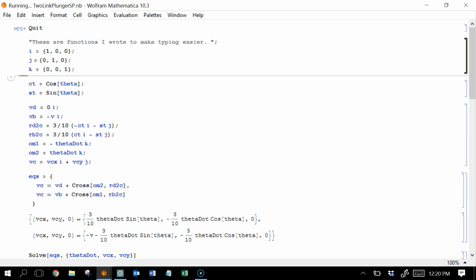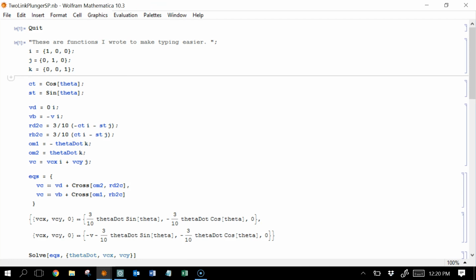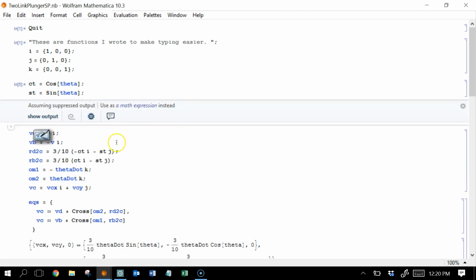Now the next thing is I'm just defining cosine of theta and sine of theta in a convenient way so that it's easier to type. So CT and ST are cosine and sine of theta, as you can see here. And then the next thing after you want to do it on paper is so that you know what your equations look like and what's needed.